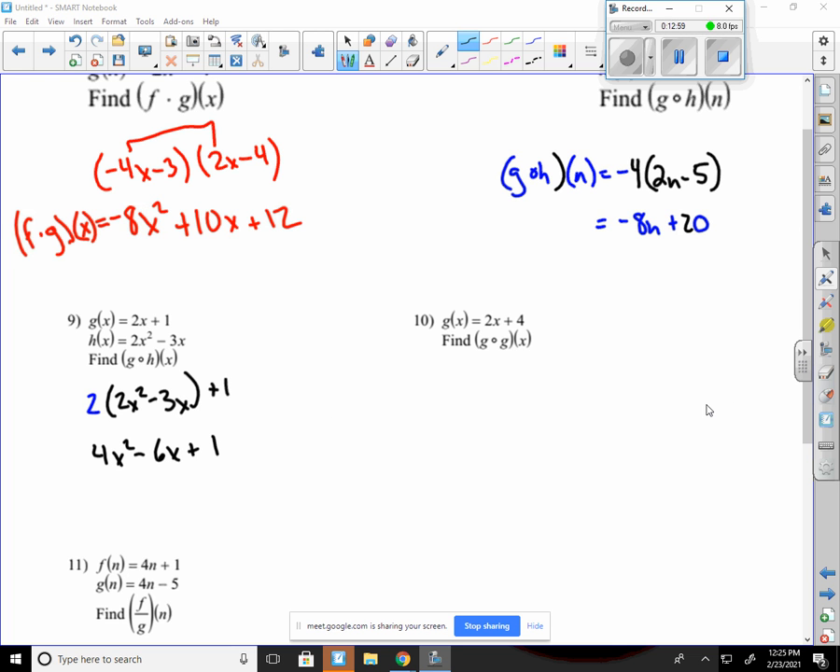All right, number 10 is a little different because it's g of x. So what that means is everywhere I see an x in g, I plug the entire equation in. So that would be 2 times 2x plus 4 plus 4. That's 4x plus 8 plus 4, which is 4x plus 12.